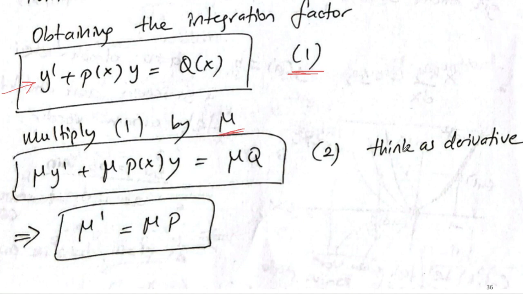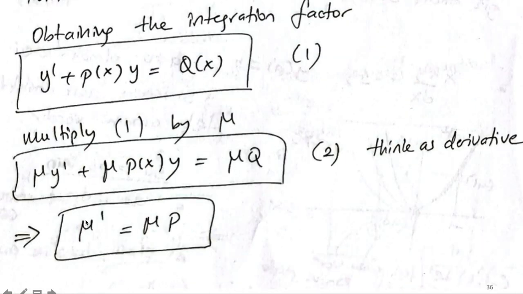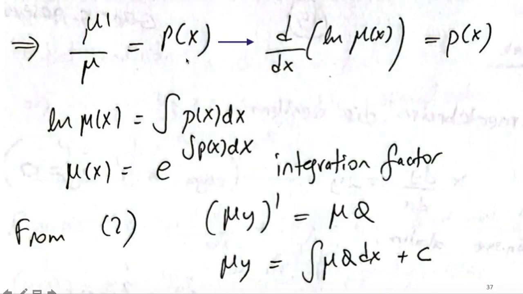And then we think of this as a derivative. We consider the left side as the product rule of mu times y. If we can show that the left-hand side of this equation is actually the derivative of mu times y, that requires this condition to be satisfied. If this is satisfied, the left side of this equation becomes the derivative of mu times y, as a result of the product rule. Therefore, we can write mu prime divided by mu equals p of x.